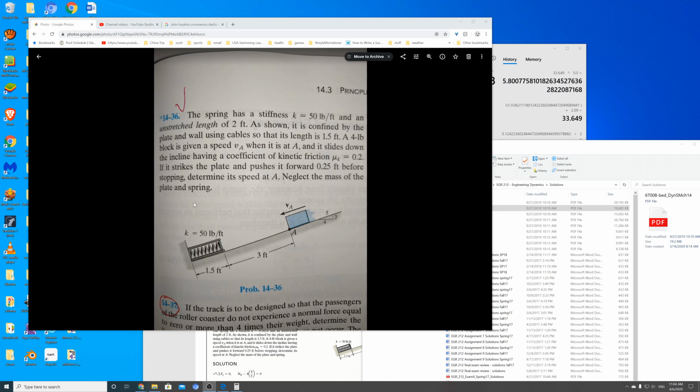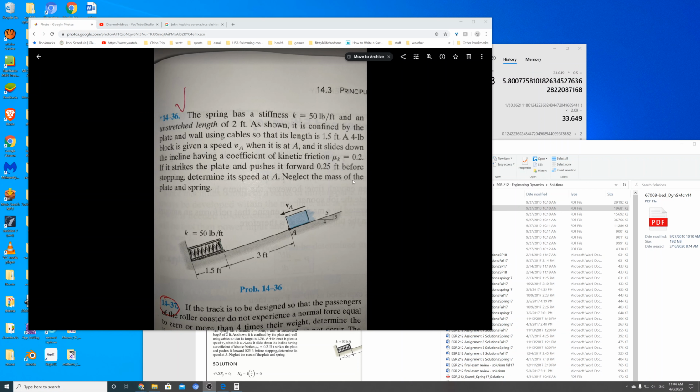Now, one of the things is that this spring initially already is compressed by 0.5 feet. So it has an unstretched length of 2 feet, and this length defined here when the block actually strikes it is 1.5 feet. So we're given some initial quantities here.